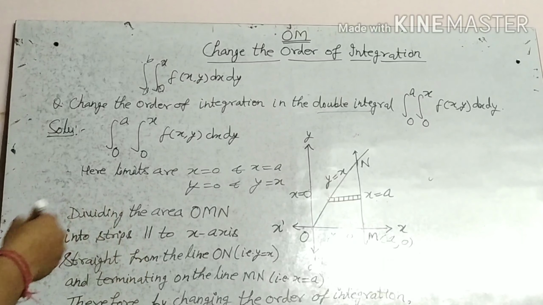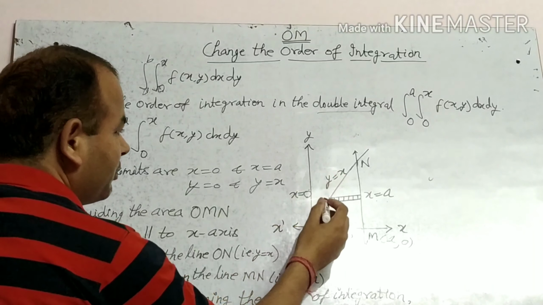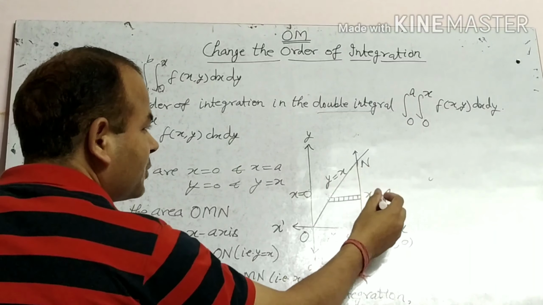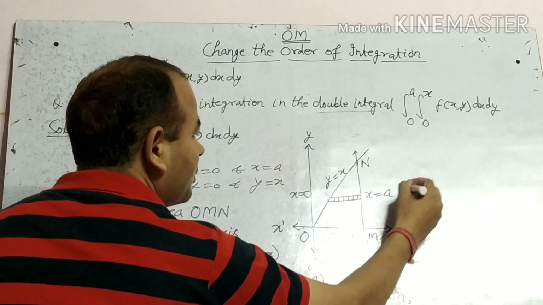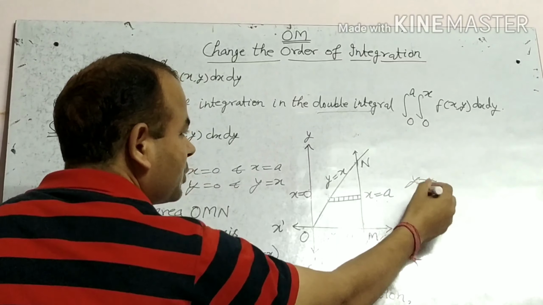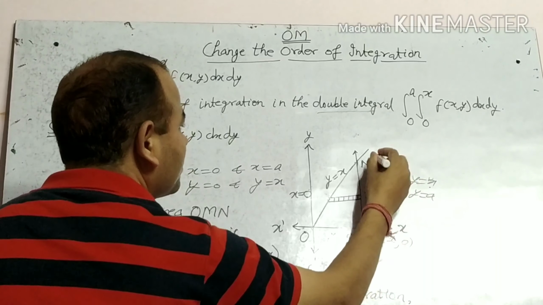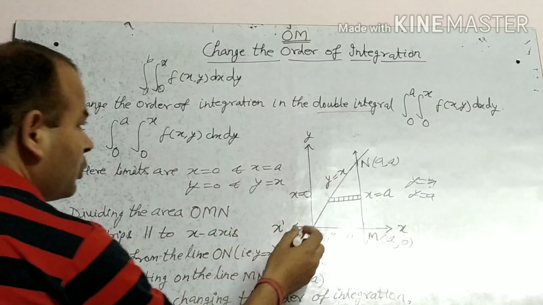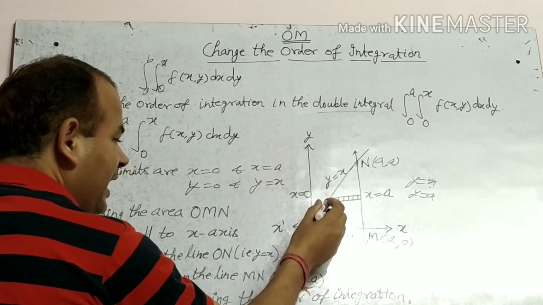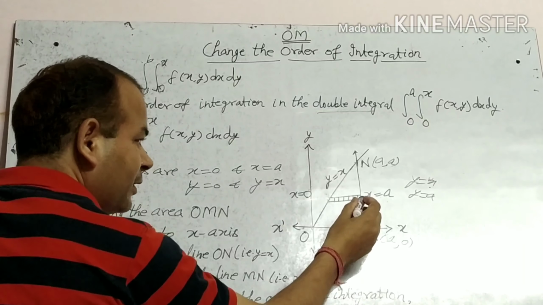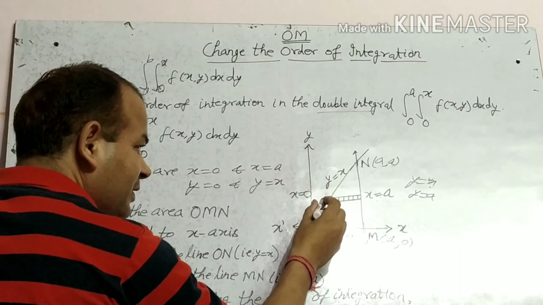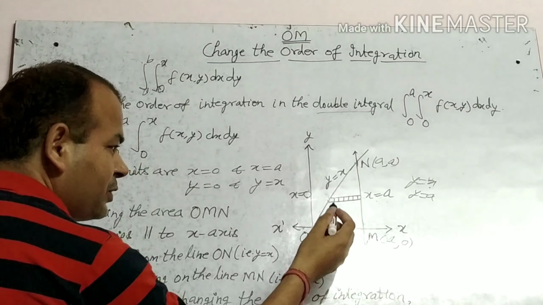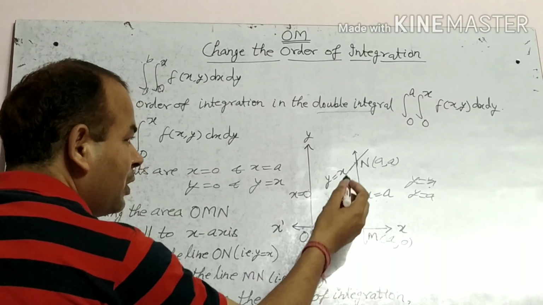Now your limit will change according to this strip, from x equal to y to x equal to a. At N, y equal to x and x equal to a, so y equal to a; the coordinate of this point is a. So the limit will be x equal to y to x equal to a, and for y, on the x axis y is 0, so the limit of y is 0 to a.